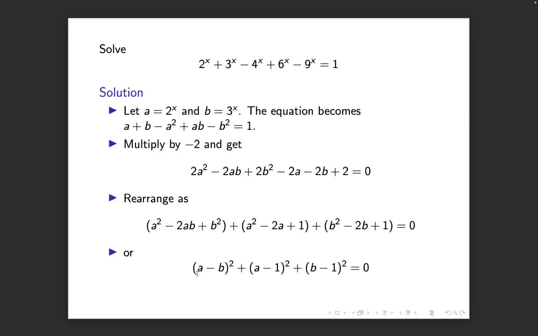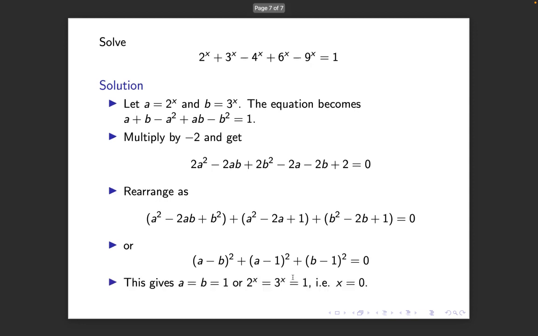So I should have a minus b equal to 0, a minus 1 equal to 0, b minus 1 equal to 0. This will give me a equals b equals 1. So a equals b from the first one, a equals 1 from the second term, and b equals 1 from the third term. So this equation will then become 2 to the power x equals 3 to the power x equals 1, and the only solution for this one is x equals 0.